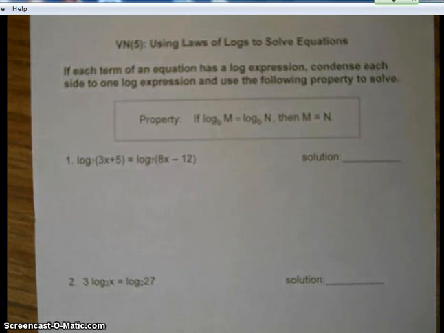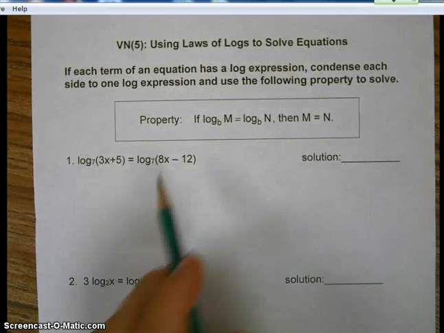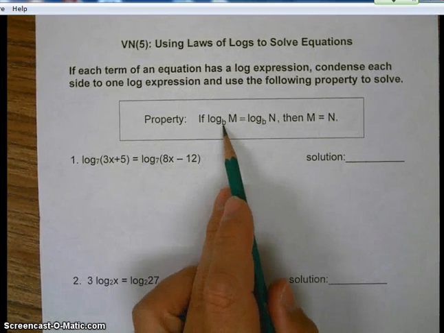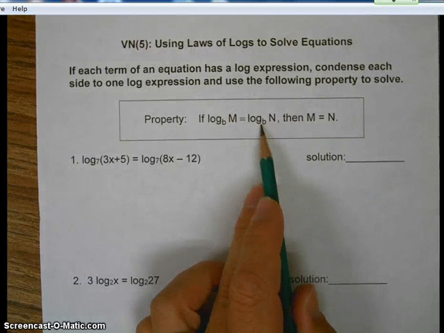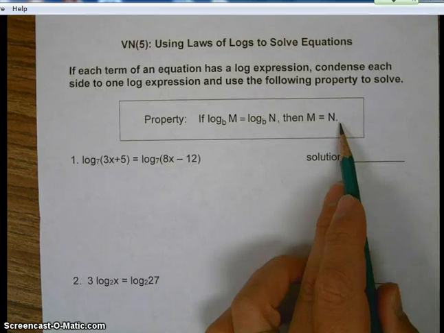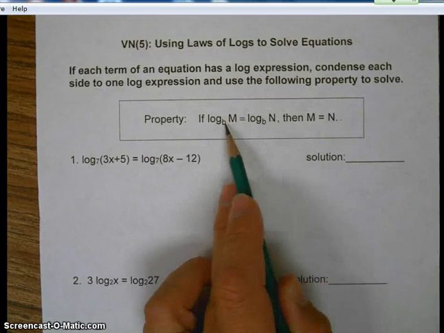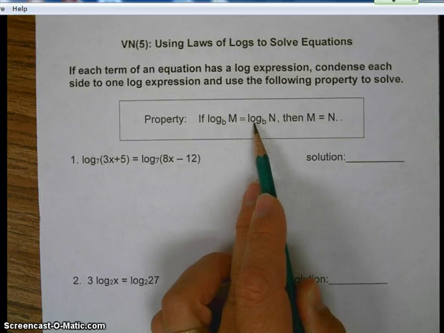Hey guys, today we're going to be using laws of logs to solve equations. So we're going to look at this property here. If the log base b of m is equal to the log base b of n, then the arguments are equal to each other. Notice that the bases have to be the same in order to do this.